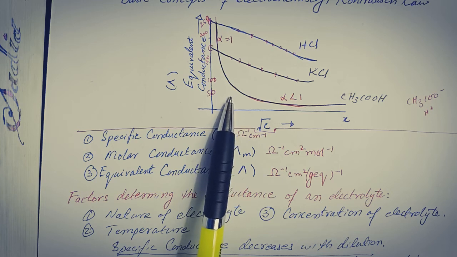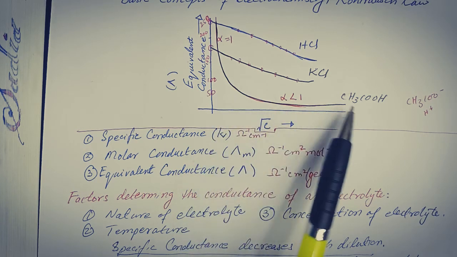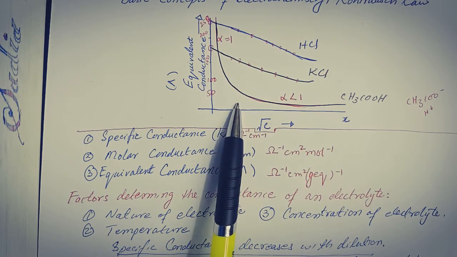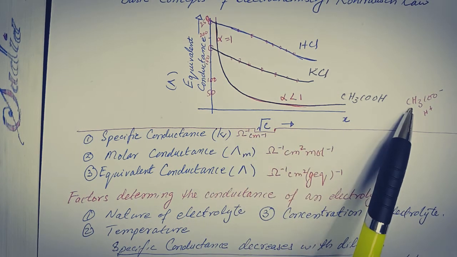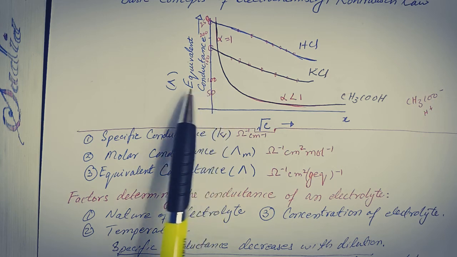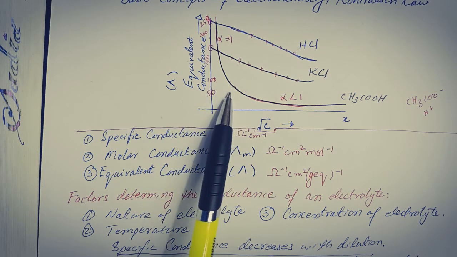Whereas at very dilute solution, when the concentration of the acetic acid is very small, at this condition the number of molecular species are ionized into the ionic species, and these ionic species are available for the conductance of electricity. So the conductance or equivalent conductance increases at the infinite dilution.